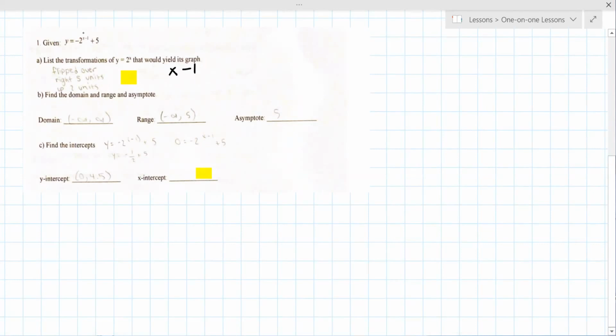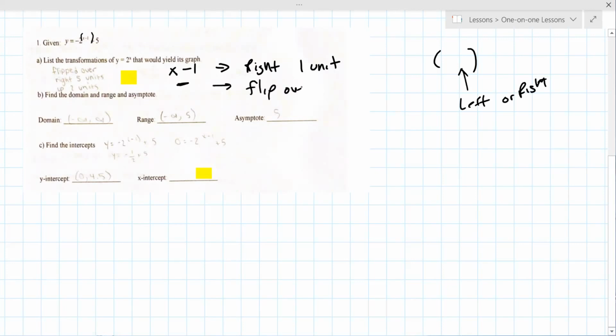So the x minus 1 up here, that means it's right 1 unit. Okay, so if it's inside parentheses, which is what that is, it's left or right because of that. The negative out in front is a flip over, and then you have to say which axis: flip over the x-axis. And then the plus 5 here is up 5 units. So that should take care of that.